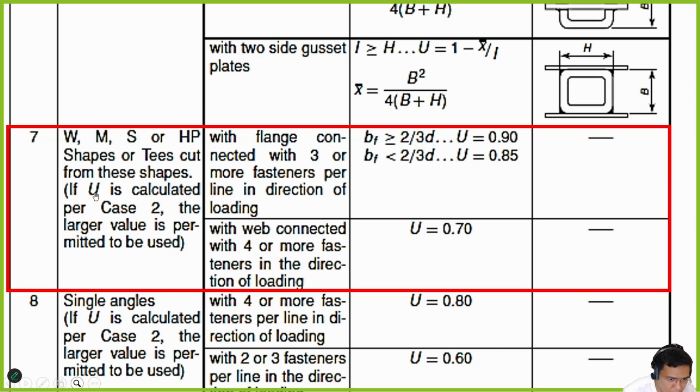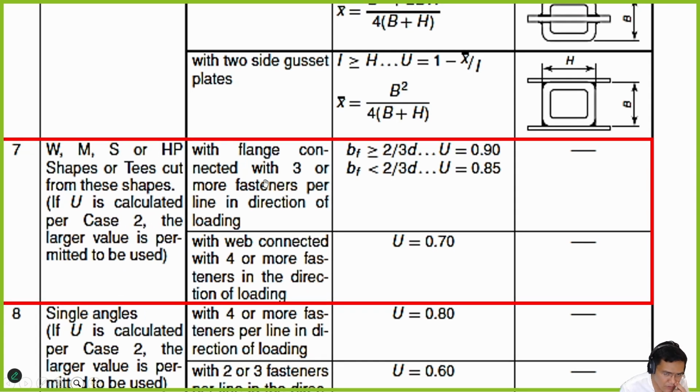If U, meron lang siya ditong disclaimer. If U is calculated per case 2, the larger value is permitted to be used. So yun, no? May dalawa kang value, case 2 and case 7. Kung sino yung mas malaking value, siya daw yung gagamitin natin on our calculations. Okay? Then meron siyang dalawang category dito, or dalawang row. Yung unang row is with flange connected with 3 or more fasteners per line in direction of loading. Okay? So ito is bolted connection, 3 or more yung bolts mo.